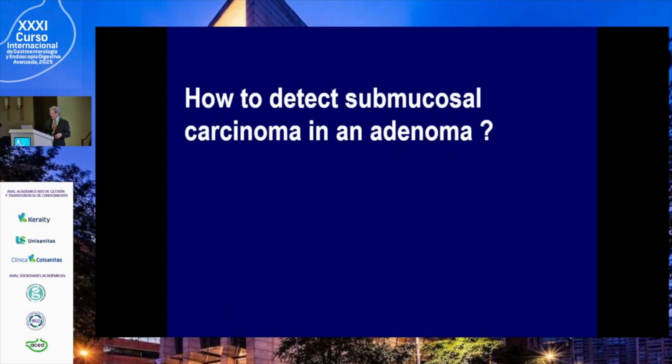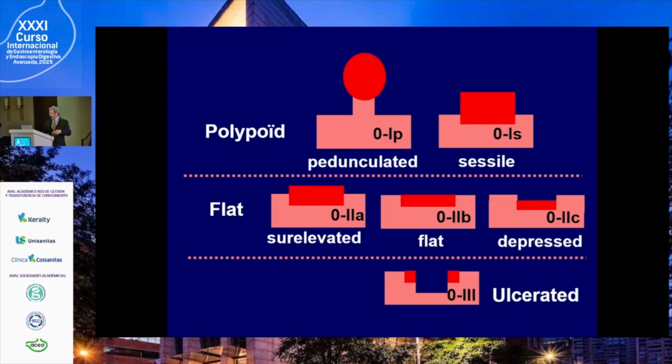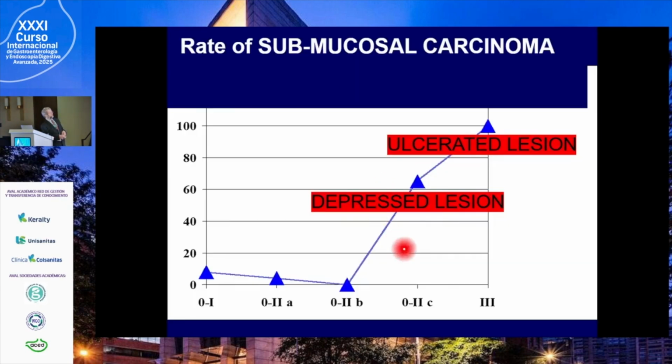This is the problem. There are several classifications: the Paris, the JNET classification, the LST classification. I will be brief because probably it will be covered by Sebastian. Of course, you know the Paris classification. Look at the depressed and ulcerated. When you have a depressed lesion, an ulcerated lesion, in fact, the risk of submucosal carcinoma is quite high. So in this case, no EMR, or if you do endoscopy, ESD, okay? Always ESD.